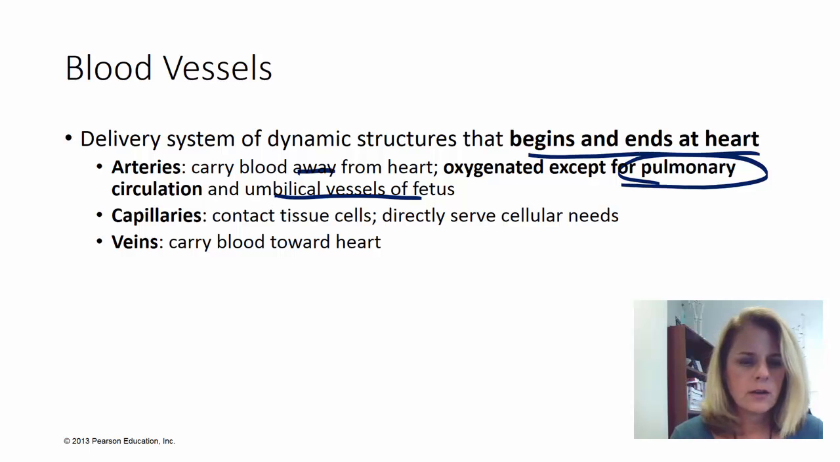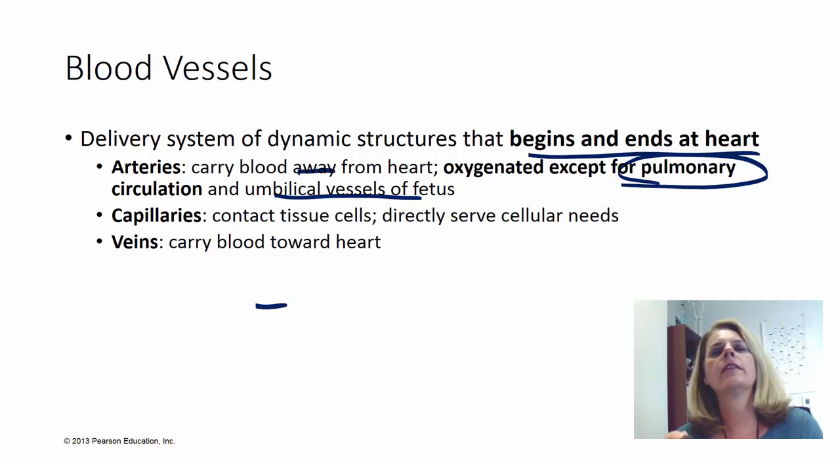Blood vessels are the tubes that carry our blood throughout our body. Blood vessels come as arteries, capillaries, and veins. It's a dynamic structure, a continuous loop that begins and ends at the heart.